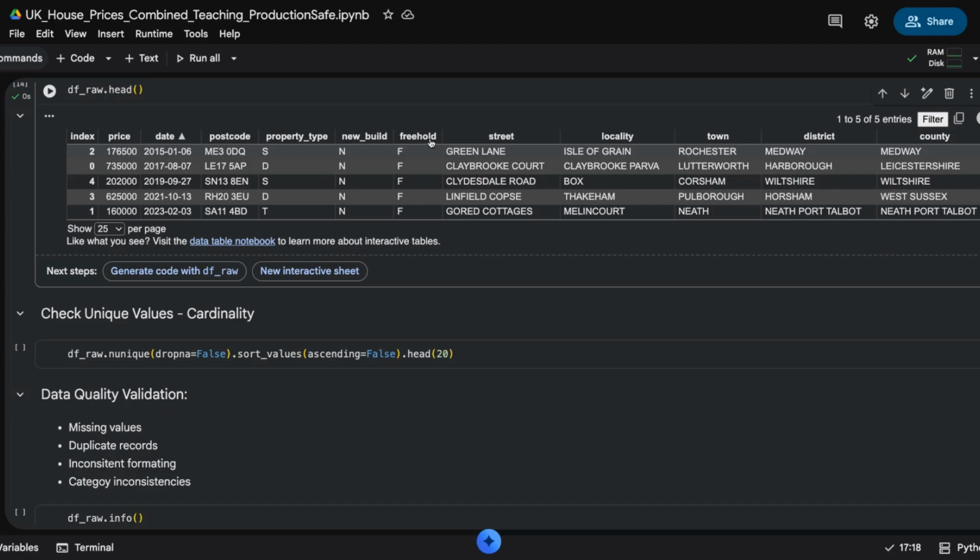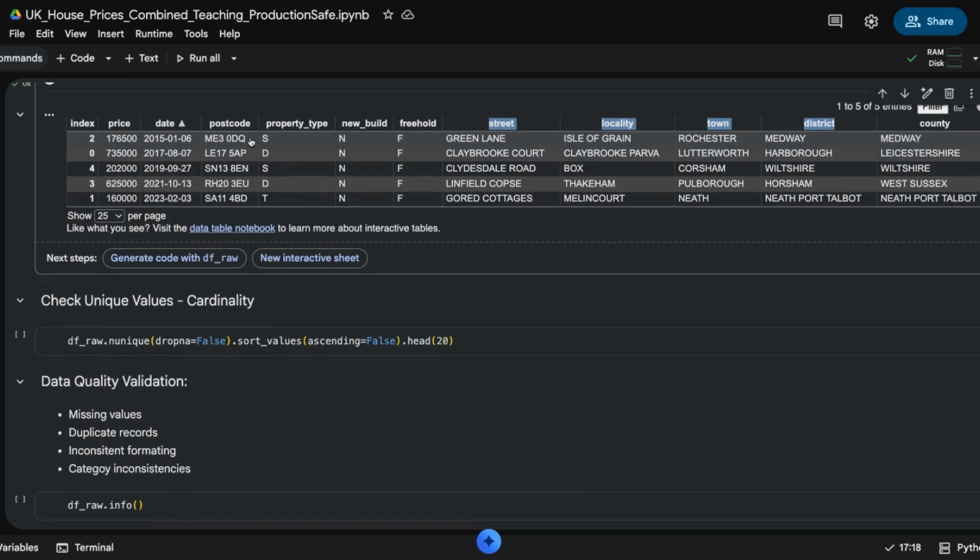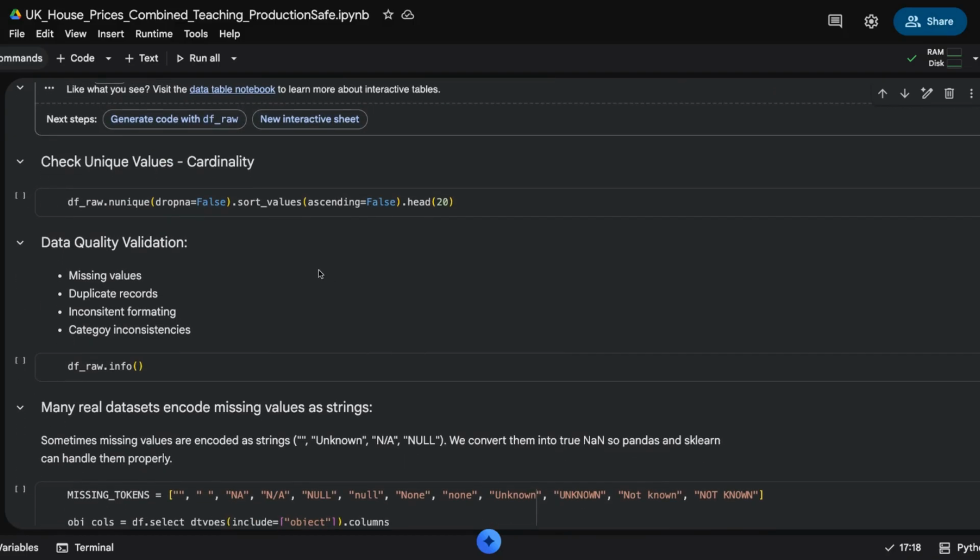These represent labels or groups rather than measurements, such as property characteristics: property_type, new_build, freehold. These describe characteristics of the property. Location variables: postcode, street, locality, town, district, county. These describe geographic information. Temporal variable: date. Although currently stored as text, this represents time. Once parsed, it becomes a powerful source of structured features.